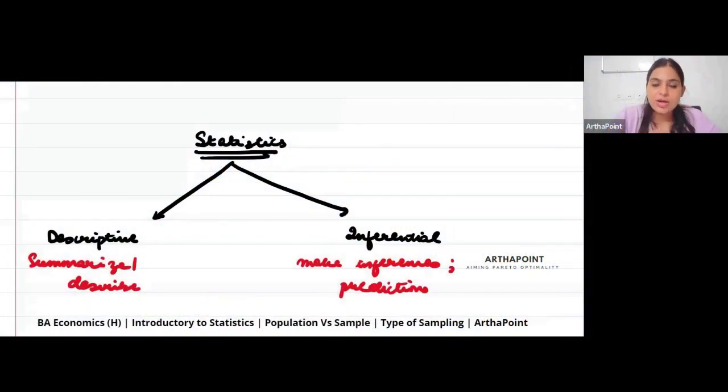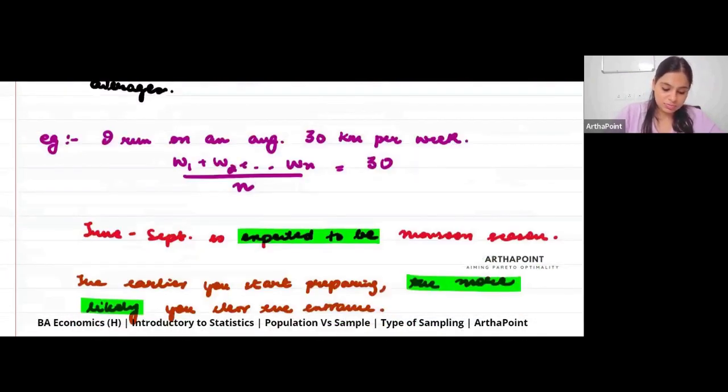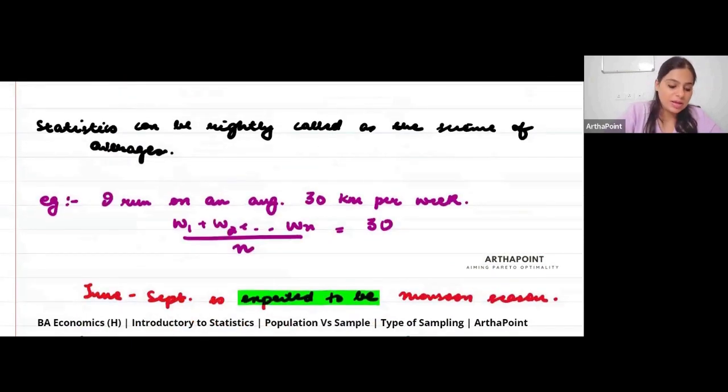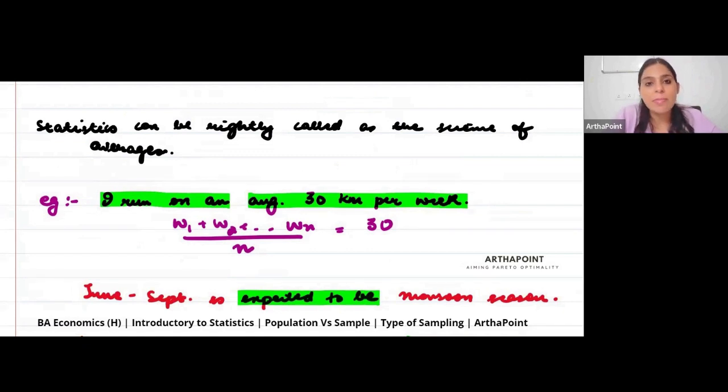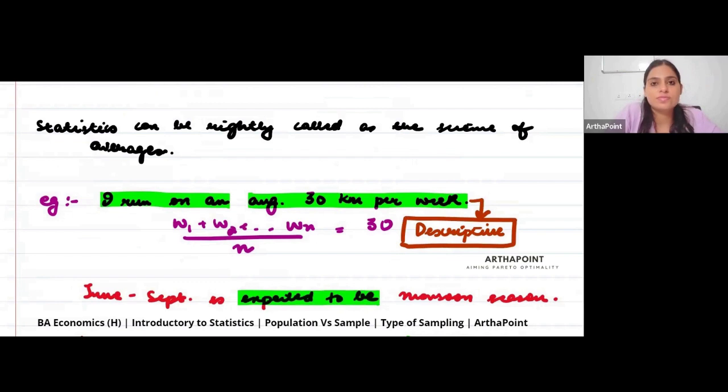Go back to the 3 sentences we had written above and try to see if each is descriptive or inferential. So just come back and look here. This says I run on an average 30 kilometers per week. I am summarizing my report that I ran for 30 kilometers per week on an average. I'm just giving you the mean. I'm just summarizing data for you. So this sentence is descriptive. It is just describing the data set for you.